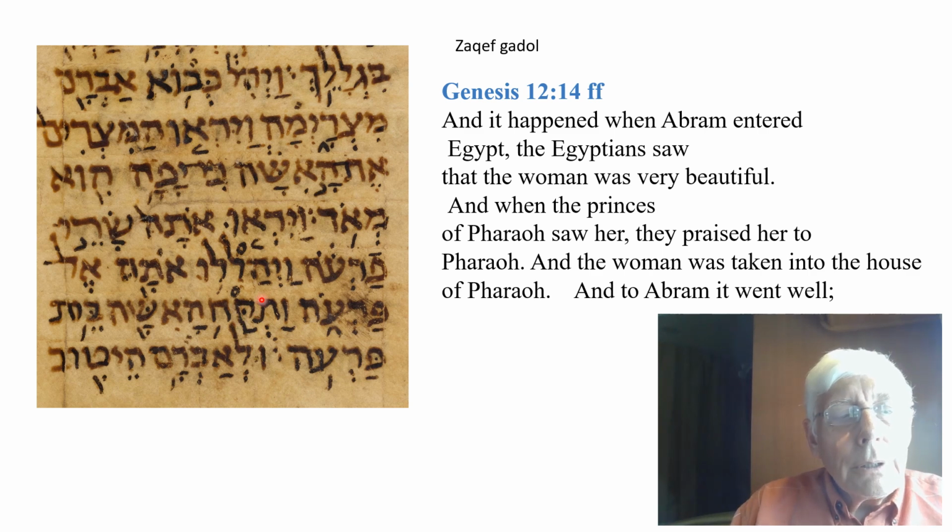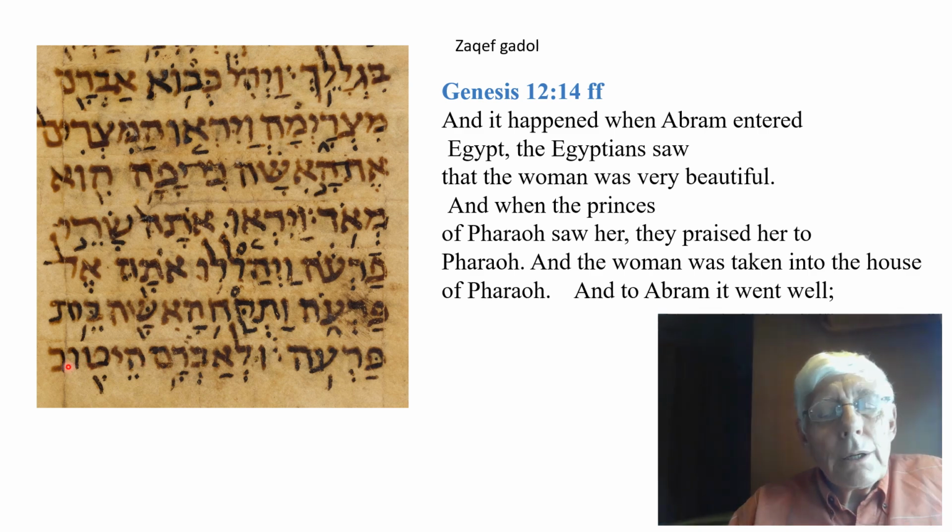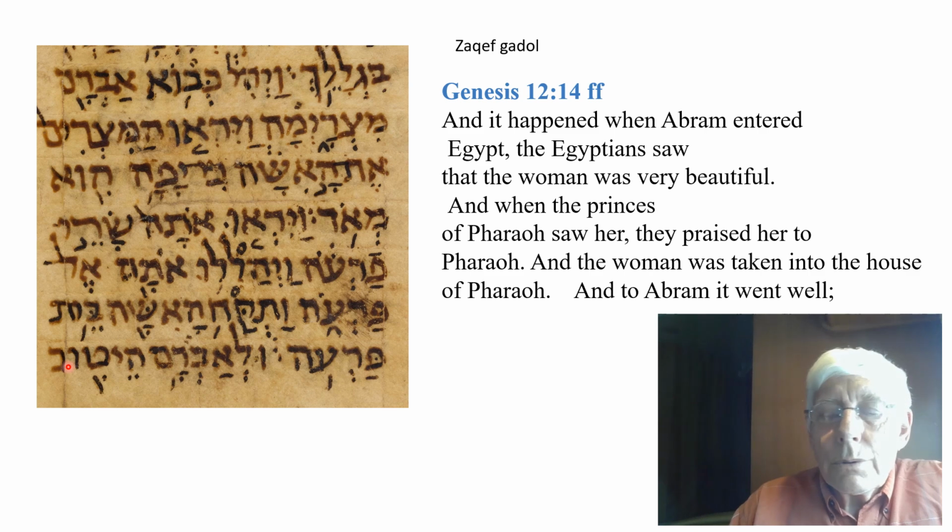Vayikkahu, and they took ha-ishah, the woman, bet Par'oh, to the house of Pharaoh. They took the woman to the house of Pharaoh. Ule-Avram heitiv, and it went well with Abram. In other words, he got a lot of good things, and he was getting all kinds of material wealth and stuff.